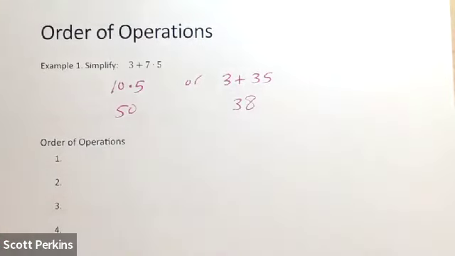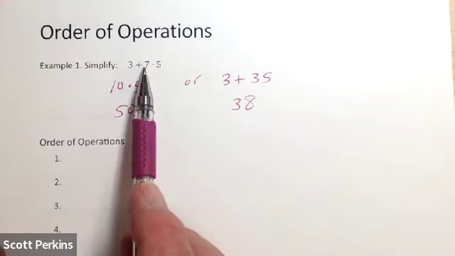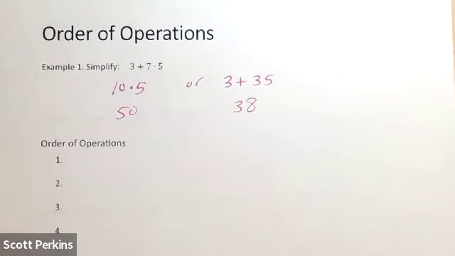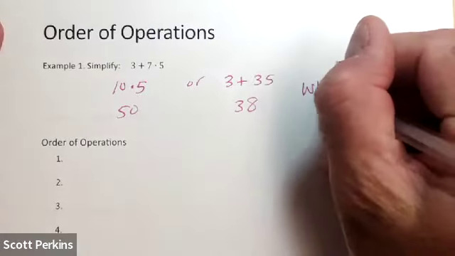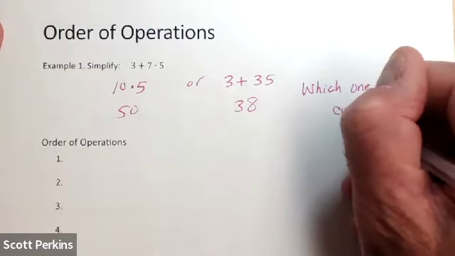So clearly we got two much different answers. I got 50 when I did the 3 plus 7 first, and I got 38 when I did the 7 times 5 first. So how do I know which one is right? Which one is correct?